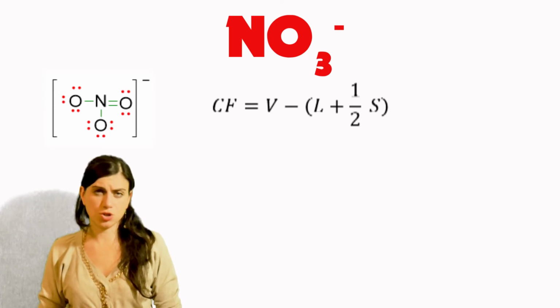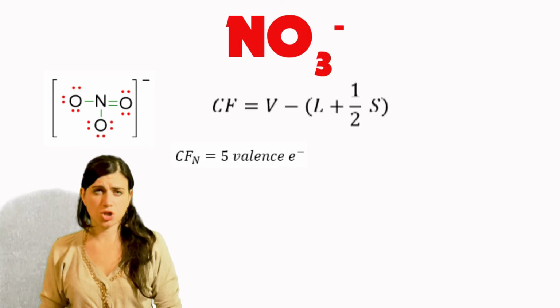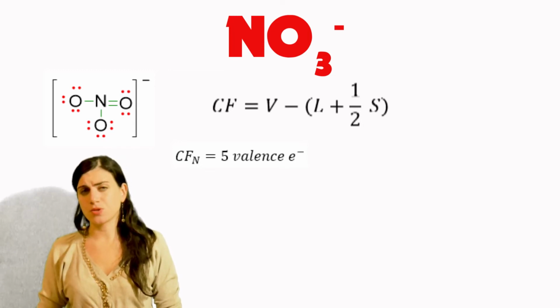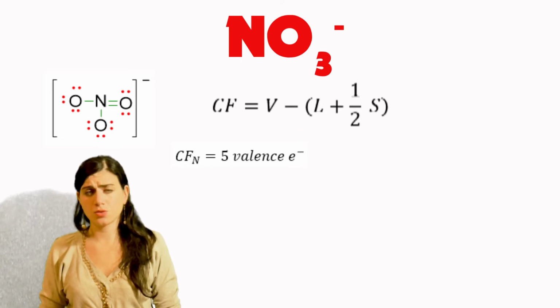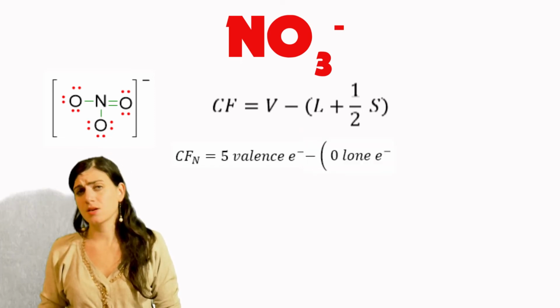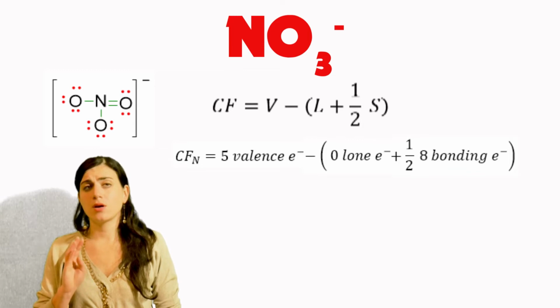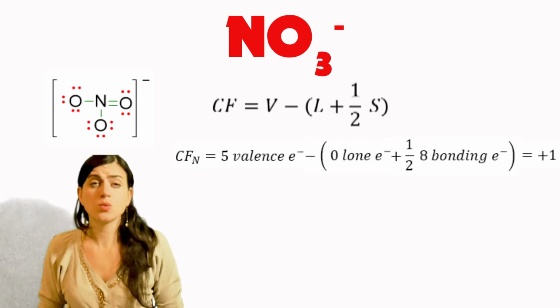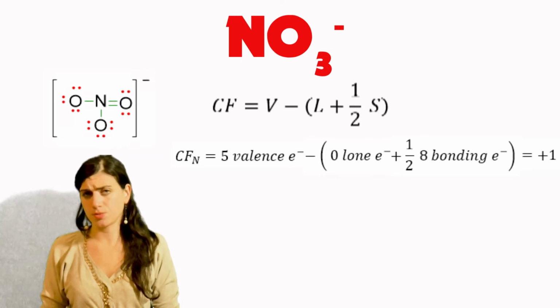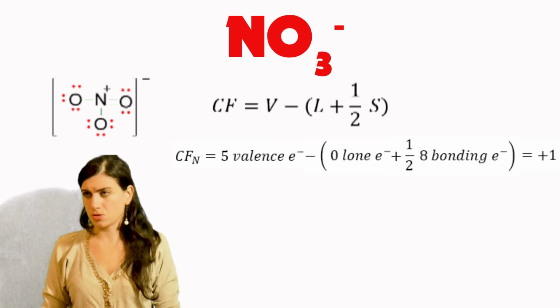Let's start from nitrogen. Nitrogen has 5 electrons in its valence shell. So it's 5 minus, in the structure, it has 0 lone pair electrons, so we can write 0, plus half of the bonding electrons, which are 8. So we will have 5 minus 4, which is plus 1. So plus 1 is the formal charge for nitrogen. So as we can see, nitrogen in this structure has lost 1 electron.